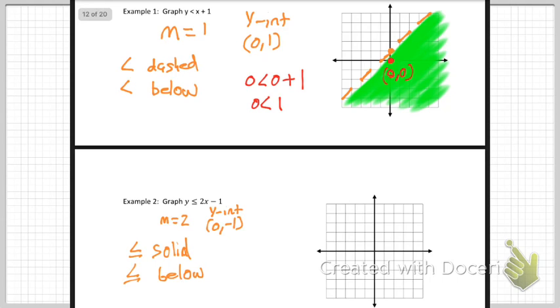Alright, so let's graph it. I'm going to start at 0, negative 1, that's my y-intercept. My slope is 2, so from here I'm going to go up 2, right 1, up 2, right 1, and this is my rate of change. And I also want to snap my line. So here's my graphed line. Now I want to shade below this line. So here we go, we're going to shade below the line.